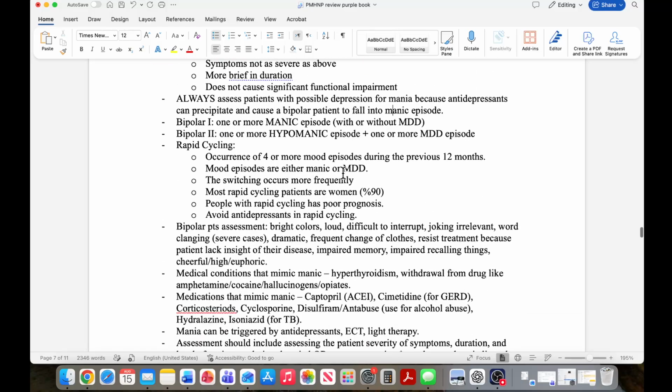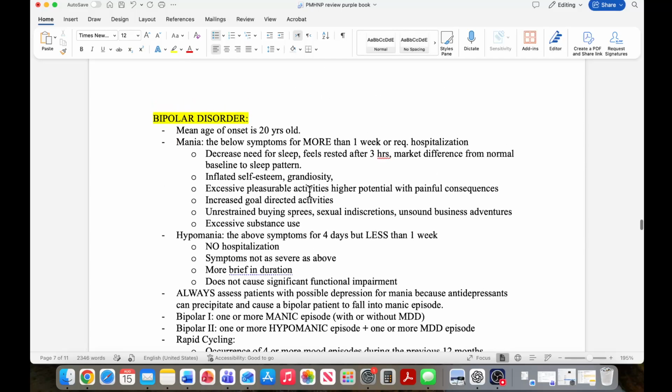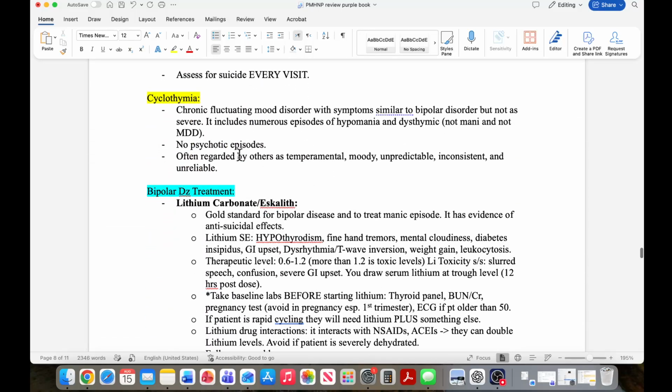Rapid cycling is this, but a lot. They're either manic or MDD, falling from manic to MDD. And then they have poor prognosis because it's harder to control. Anyway, so now cyclothymia, see how it's vague? It doesn't really match manic and does not match MDD. So it does not meet manic symptoms and does not meet MDD symptoms. Okay, it's just its own little thing.